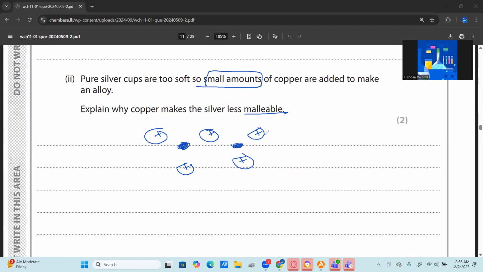In the marking scheme they have given, the layers or atoms slide less well over each other because the ions have different sizes. Or you can write because the copper ions are smaller than silver ions. Or if you mention different sizes also, okay. So don't ever write the layers will not slide over each other because they have added only small amounts. So you have to mention about the layers of atoms slide less well over each other.